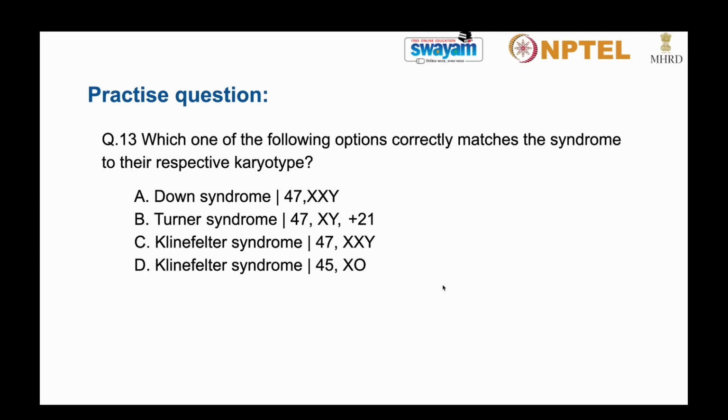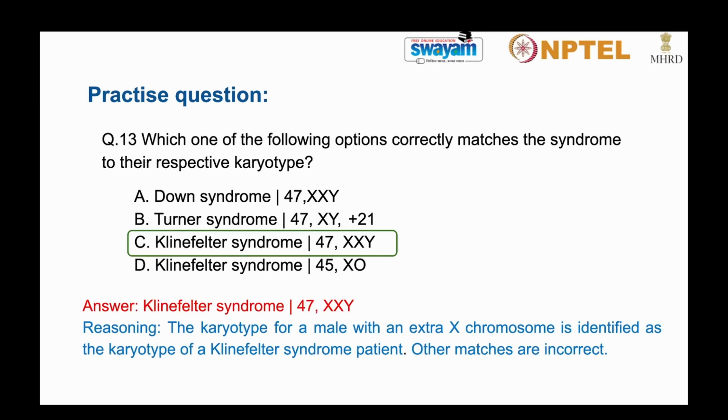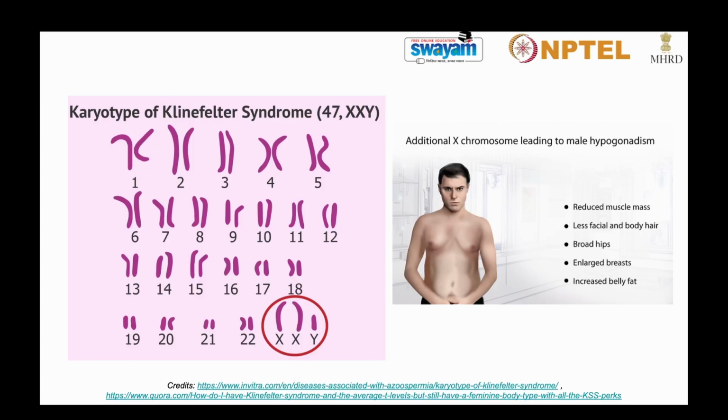Option C. Yes, ma'am, option C. Right. In Klinefelter syndrome, as I discussed earlier, there is one extra copy of the X chromosome. The rest are incorrect, because 21 trisomy is observed in Down syndrome, not in Turner syndrome. In Klinefelter syndrome, if you observe the karyotype, you'll see two X chromosomes present, and these are a few features or symptoms you can see. Whenever you see a patient with Klinefelter syndrome, they have certain features that are less like males and more like females.